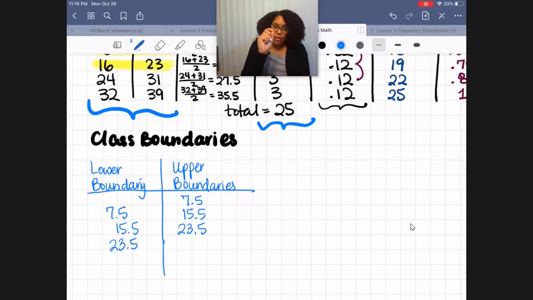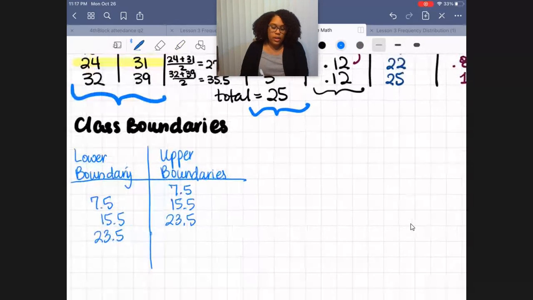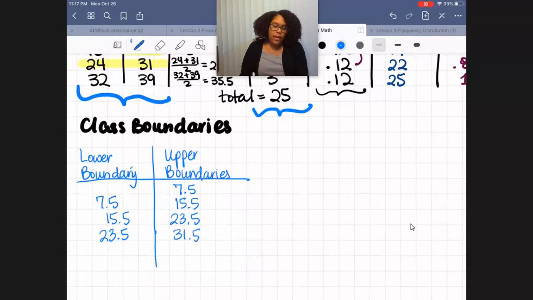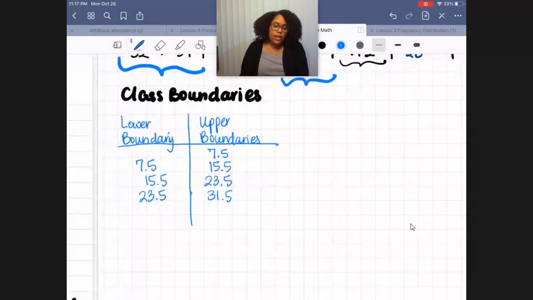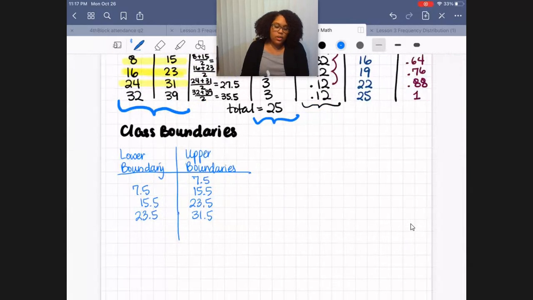Basically, I'm taking the 24 in my next class. So we've moved to here now. I'm taking that 24 and I'm backing it up to 23.5. Now the 31 is going to get stretched out to 31.5. Then the next class is going to start at 31.5, but then the upper limit is going to stretch out to 39.5.